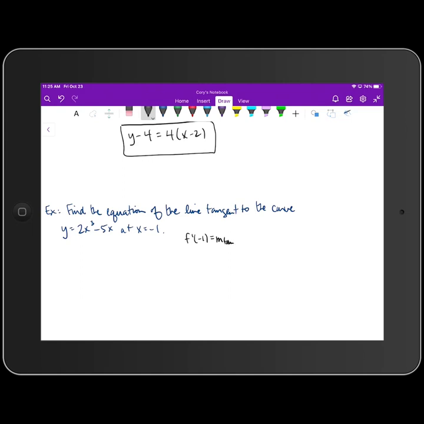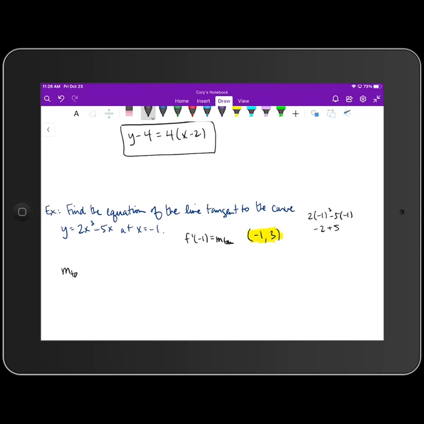And the second thing we need to determine for the equation of the tangent line is our point of tangency. So we know the x coordinate of our point is -1, and then we're going to plug -1 into our function to get the y coordinate of our point, which is going to be 2 times -1 cubed minus 5 times -1, which is going to be -2 plus 5, which makes the y coordinate 3. So we're going to need this after we determine the derivative. So we want to find the slope of the tangent line, which is the derivative.